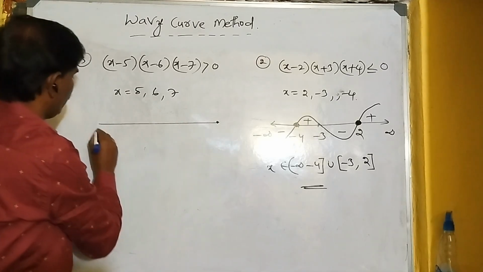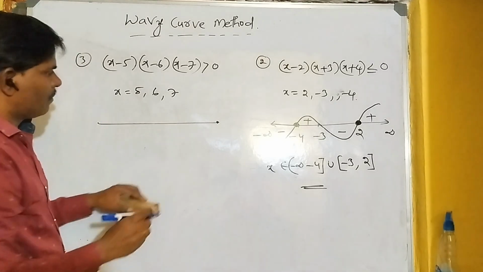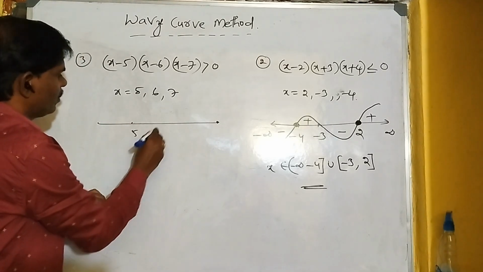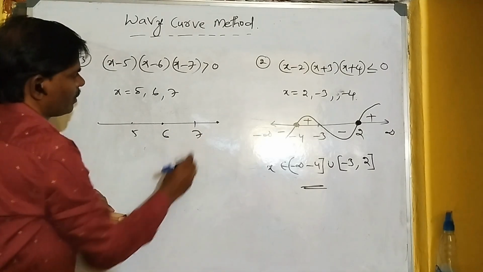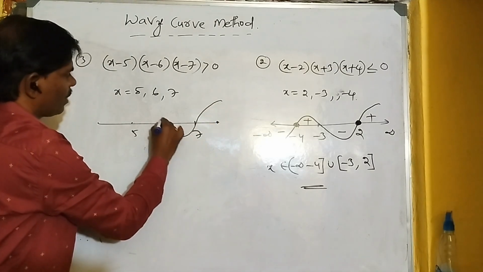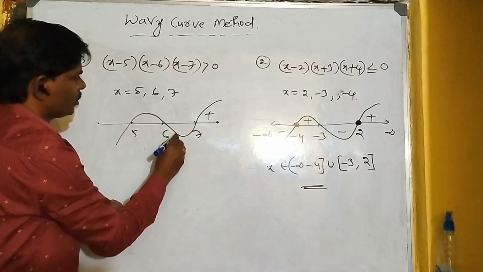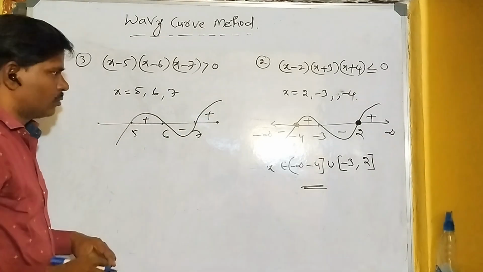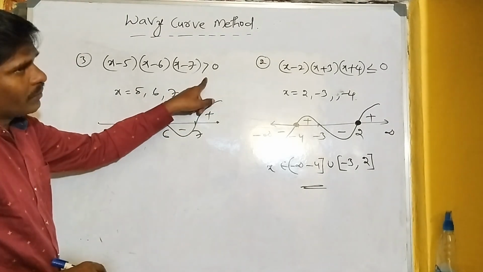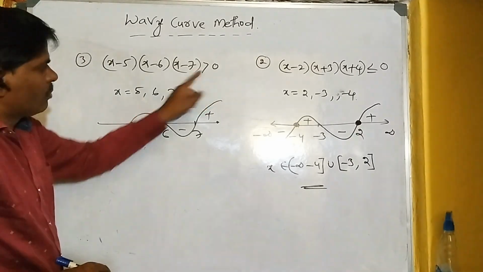Okay, draw the number line here. 5 here, 6 here, 7. Okay, draw the wavy curve. This is the wavy curve. This is the positive, this is negative, this is also positive. Okay, you want a positive value. Greater than 0 means positive value.